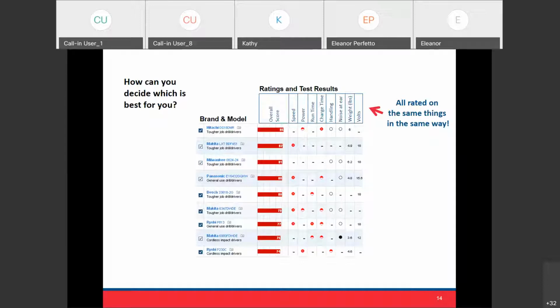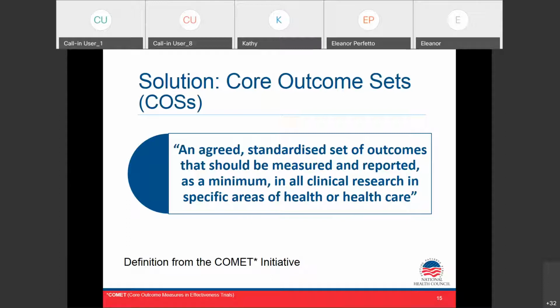Next slide. So again, if you weren't totally listening the first time, here's the definition the second time. A core outcome set is an agreed standardized set of outcomes that should be measured and reported at a minimum in all clinical research for a given area of healthcare, a given condition. And that word minimum is very important here.